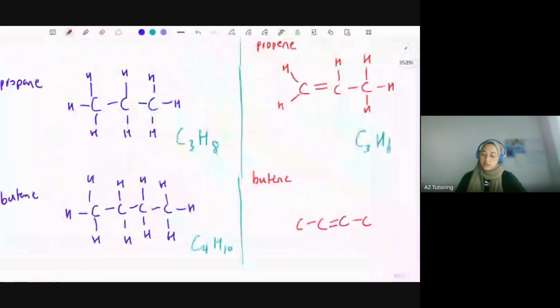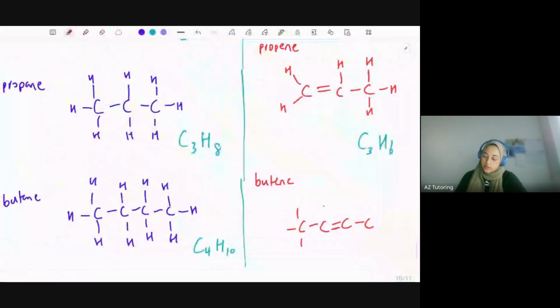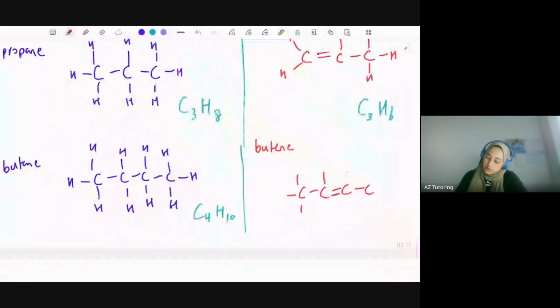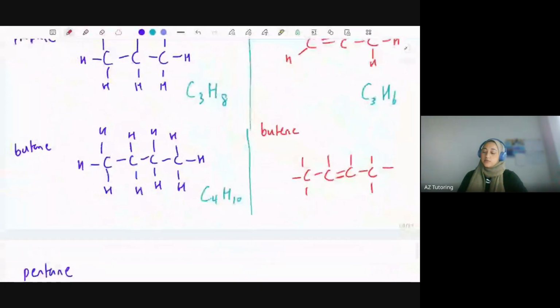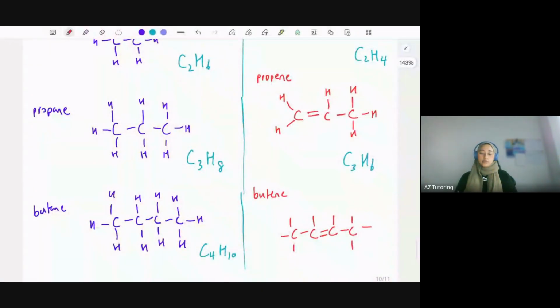And let's put hydrogens in. This one needs 3. This needs 1. This needs only 1. And this needs 3. Sometimes you might see the diagram just left like that, so I'm just going to leave it like that just so you get used to that. And this is C4H8. So you should notice a pattern here.